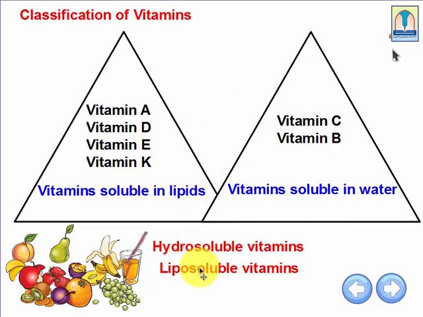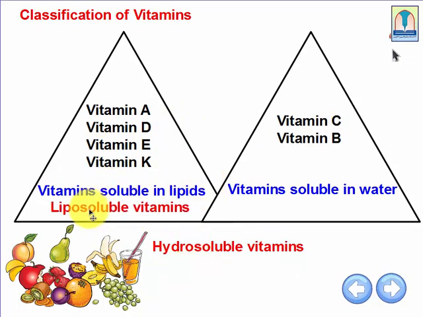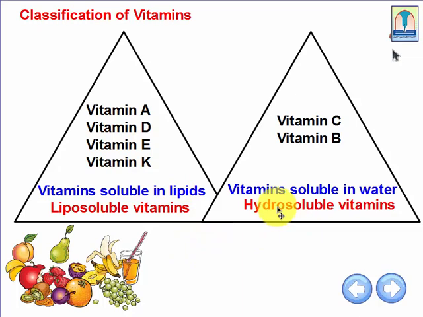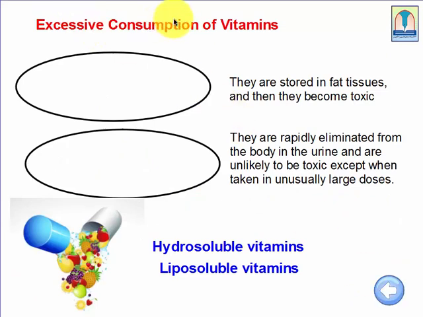Therefore, the first group would be named liposoluble vitamins because they are soluble in lipids. And the second group would be named hydrosoluble vitamins because they are soluble in water. Now, what's the effect of excessive consumption of vitamins? This depends on the type of vitamin, whether it is liposoluble or hydrosoluble.